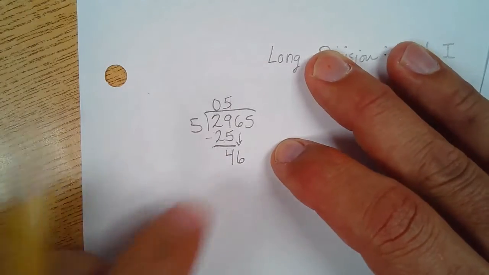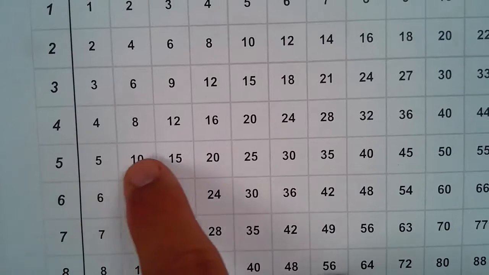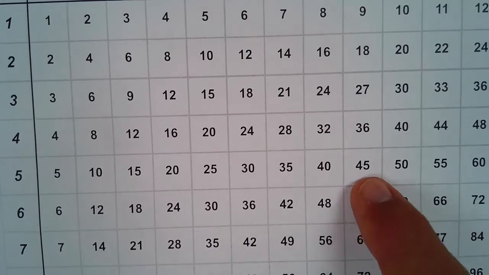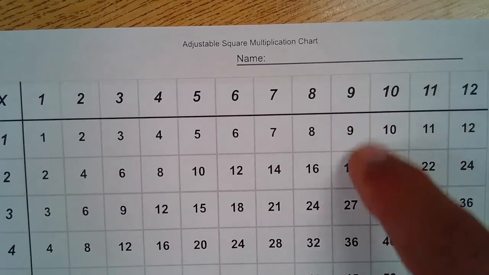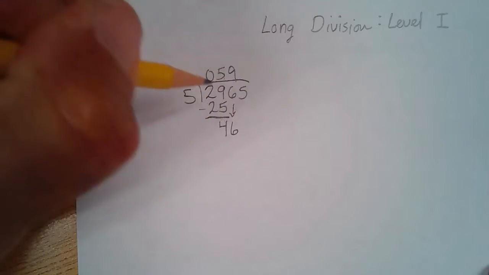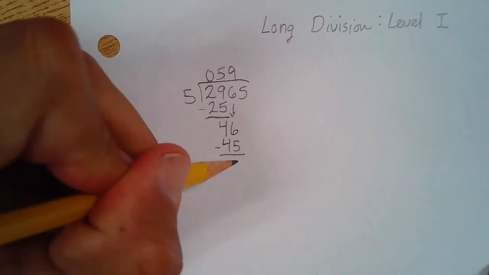How many times will 5 go into 46? Let's find out. Checking this all the way up, 45 is pretty close. 50 is over. It is 9 times. 9 times 5 is 45, so I write the 9. 9 times 5 is 45, and the result is 1.